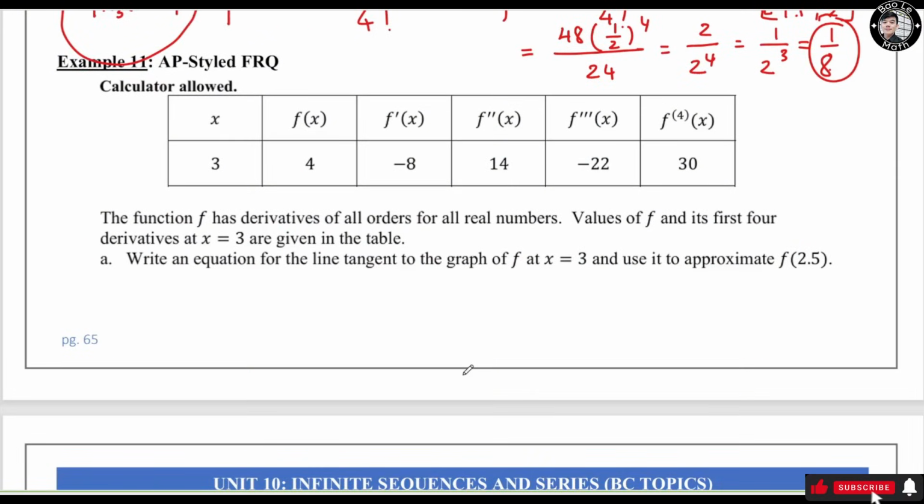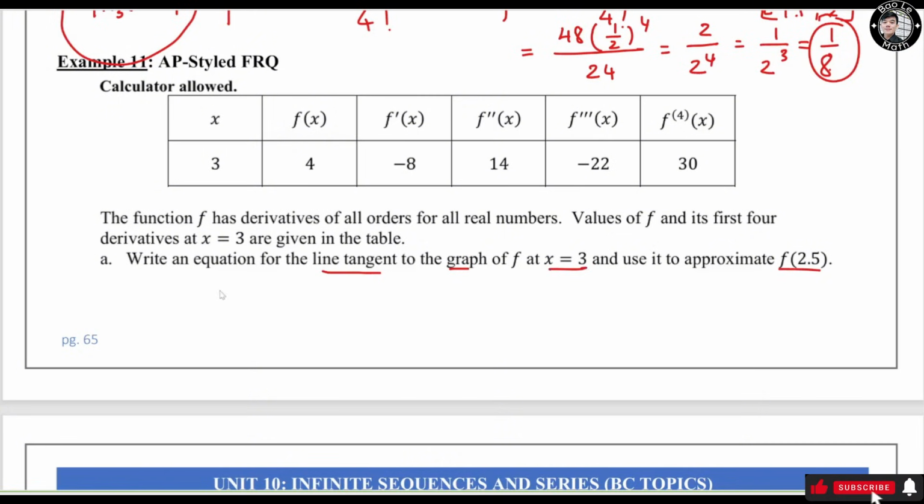Now let's move on to the last question, question 11. The function f has derivatives of all orders for all real numbers. Values of f and its first four derivatives at s equals 3 are given in the table. Write an equation for the line tangent to the graph of f at s equals 3 and use it to approximate this one.